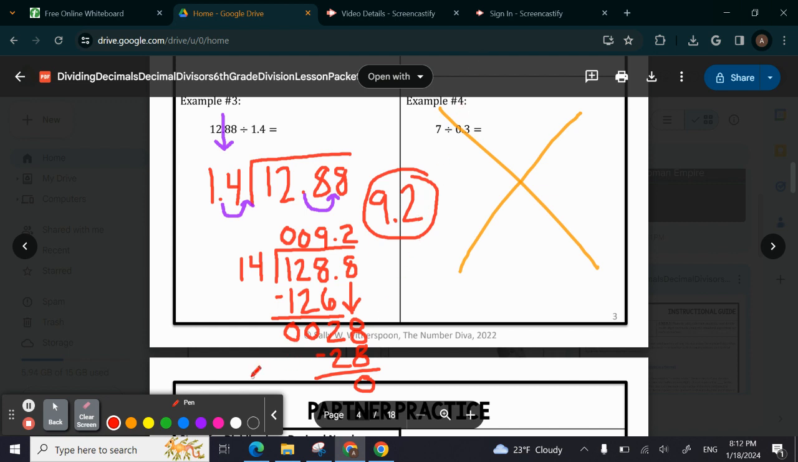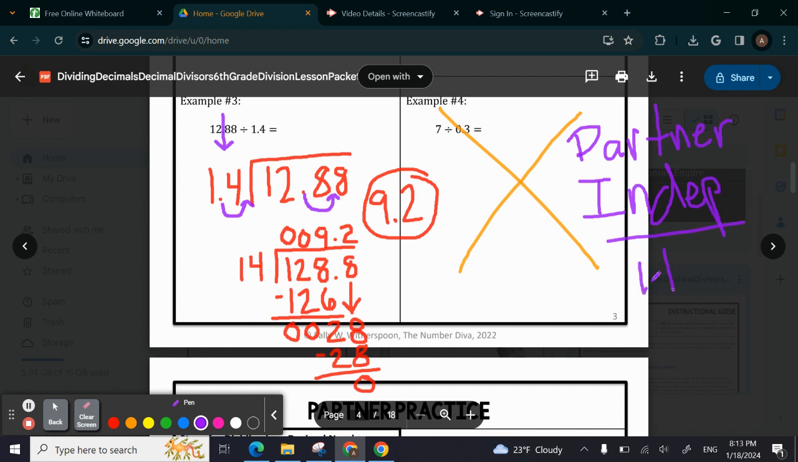Here is what I want you to do for your work that is due on Monday. Okay. I want you to do all the partner practice. Okay, I want you to do all 4 questions for the partner practice. And for the independent practice, okay, I want you to do numbers 1 through 12. Again, you are going to do all the partner practice questions, and you're going to do questions 1 through 12 for the independent practice.